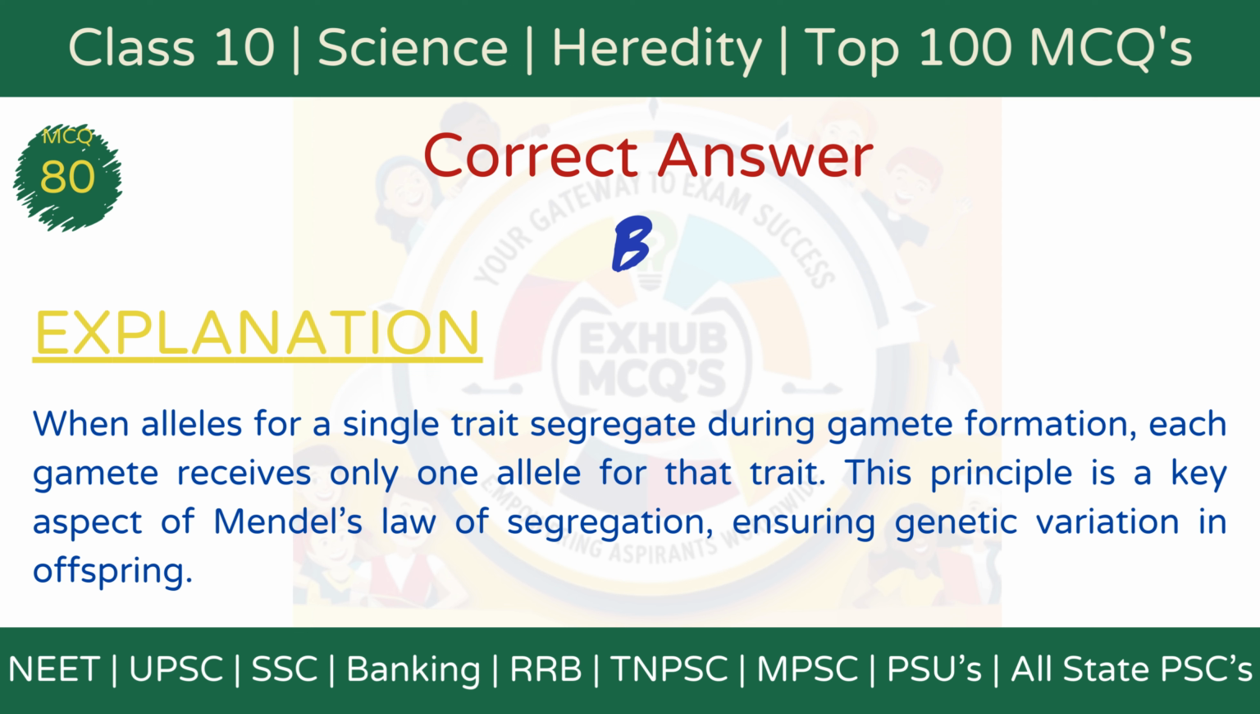Explanation. When alleles for a single trait segregate during gamete formation, each gamete receives only one allele for that trait. This principle is a key aspect of Mendel's law of segregation, ensuring genetic variation in offspring.